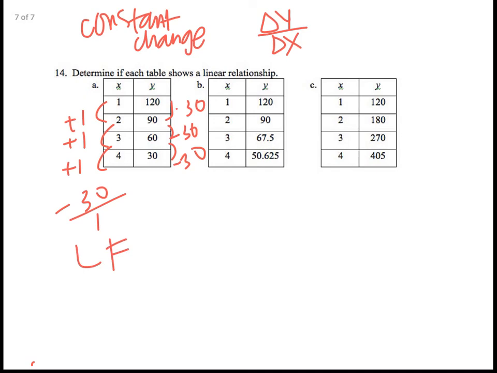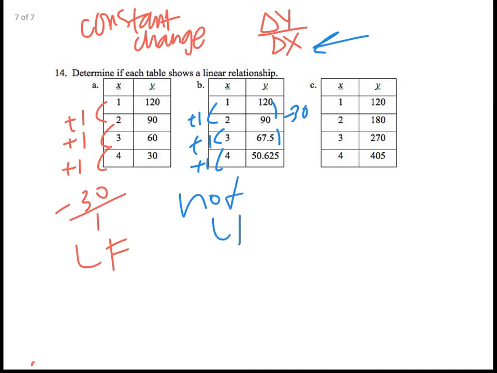Let's look at B. I'm going to erase some of this so I have room here. Again, x's are going up by 1. That makes this change in x part here easy. So at first it looks like I go down 30. And then right away in the second one, I can see I don't go down 30 again, because if I did, I'd be at 60. That can't be linear because it changed. So not a linear function.